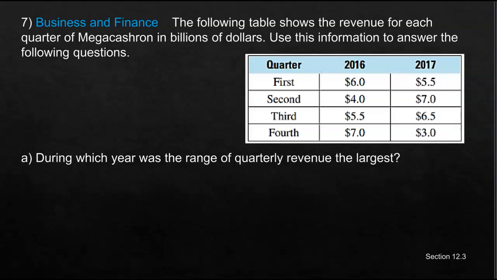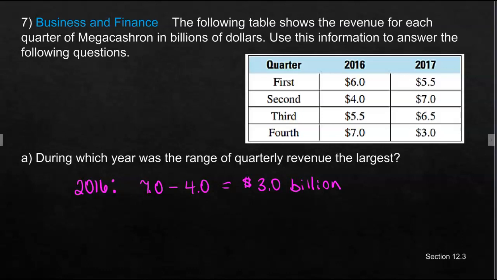Now I know that we can just look at this and see that, but I'm going to list it out here. So in 2016, my largest value was 7, and that means 7 billion, by the way, so 7.0. My smallest is 4.0, so that is a range of 3.0 billion for 2016.